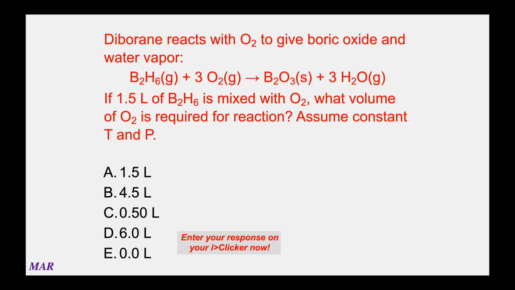Diborane, which is B2H6, reacts with oxygen to give boric oxide, B2O3, and some water. If 1.5 liters of diborane is mixed with oxygen, what volume of oxygen is required for the reaction? And assume constant temperature and pressure.